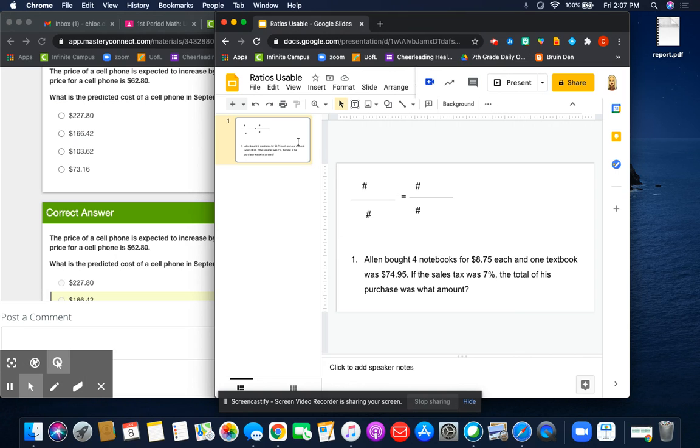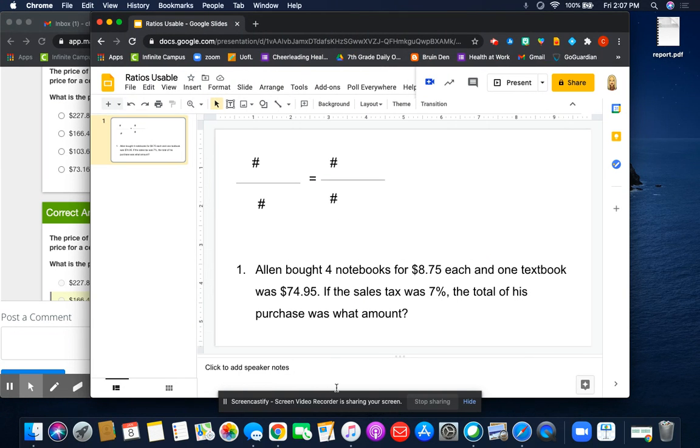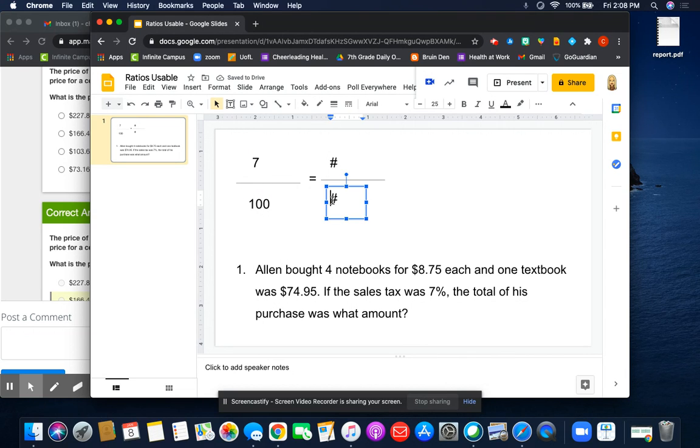All right, so then we had a problem with these notebooks. So the first thing, we know this is going to be our percent over 100. We've done that enough. We know it's 7%. We always put our percent over 100. And this is going to be our total cost down here. But in order to find our total cost, I need to figure out what I actually bought. So I bought this one textbook.